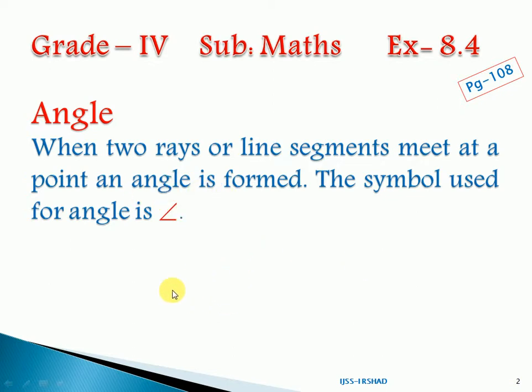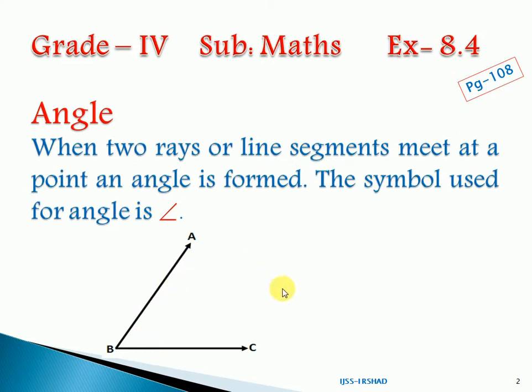So let's have a figure where we will see how two rays meet at a point to give an angle. In this figure you can see two rays BA and BC meet at the point B to form an angle. The arc between the two arms, these two are called arms. So this arc I am showing you with a pointer. This arc between the two arms is called angle.